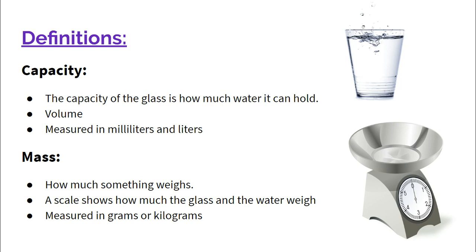Mass. Mass is represented by the scale here. Mass is how much something weighs. For example, the scale would show how much the glass and the water weigh together if you put them on the scale. And we measure mass in grams or kilograms.